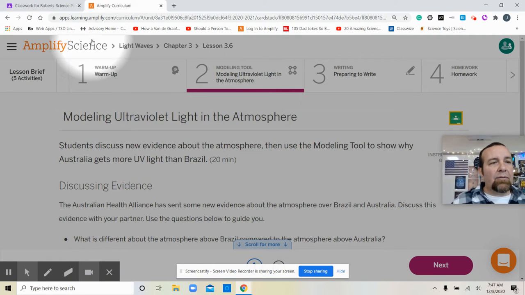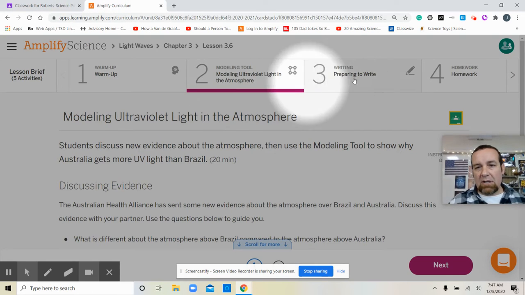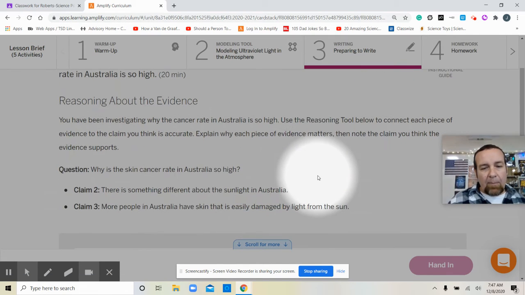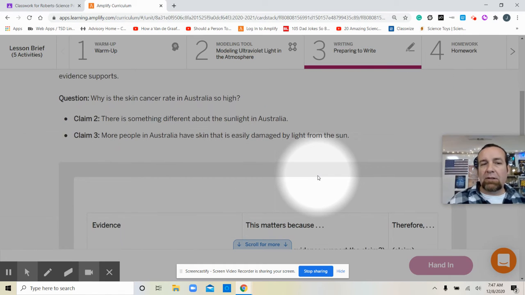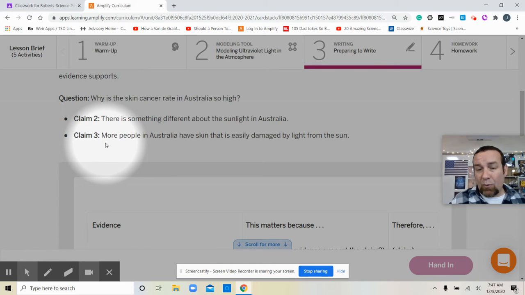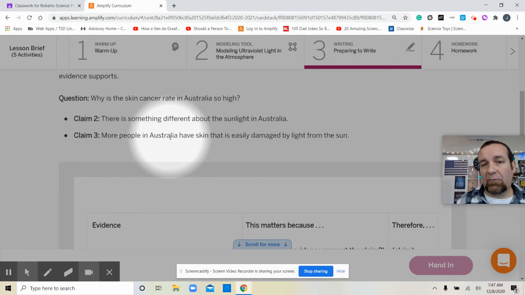If you were a close reader, you would know that we are going to skip the modeling tool. So let's go to the writing section now. This is not a modeling tool, this is a reasoning tool that we're going to use, because the final activity of this lesson is for you to write a paragraph where you argue that claims 2 and 3 are supported by evidence. These are the two reasons why we have such a higher rate of skin cancer in Australia.